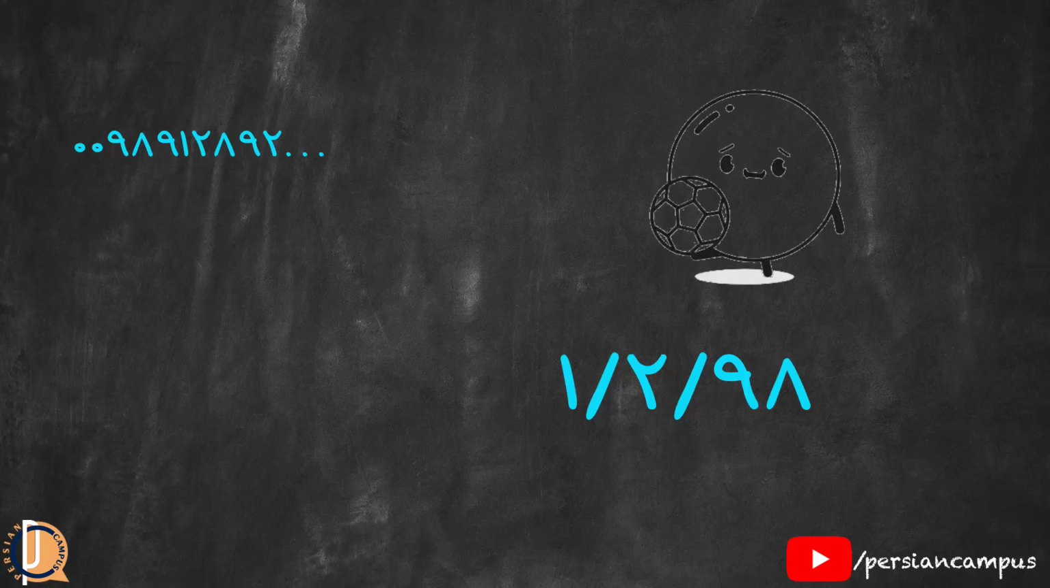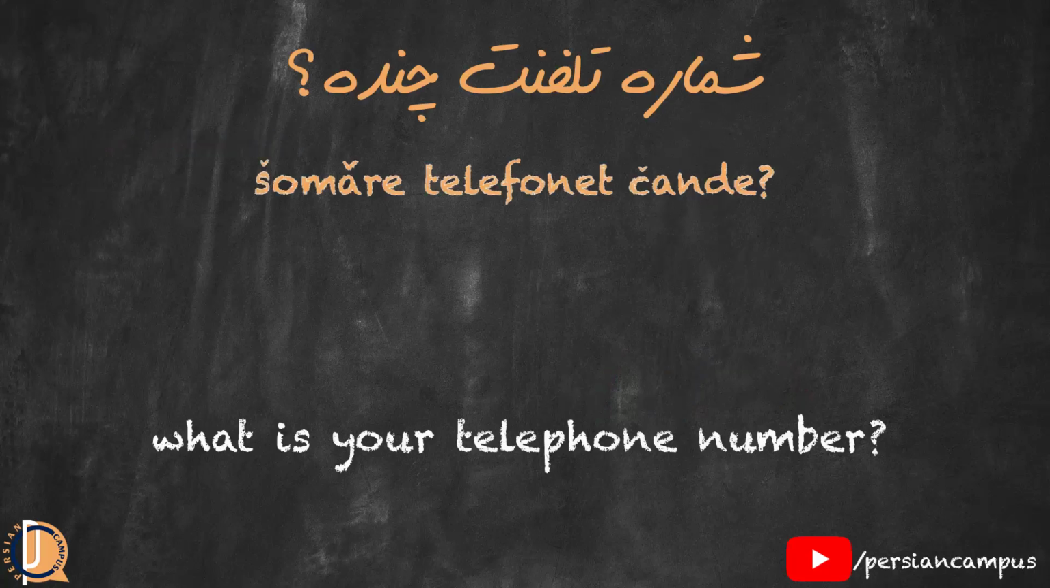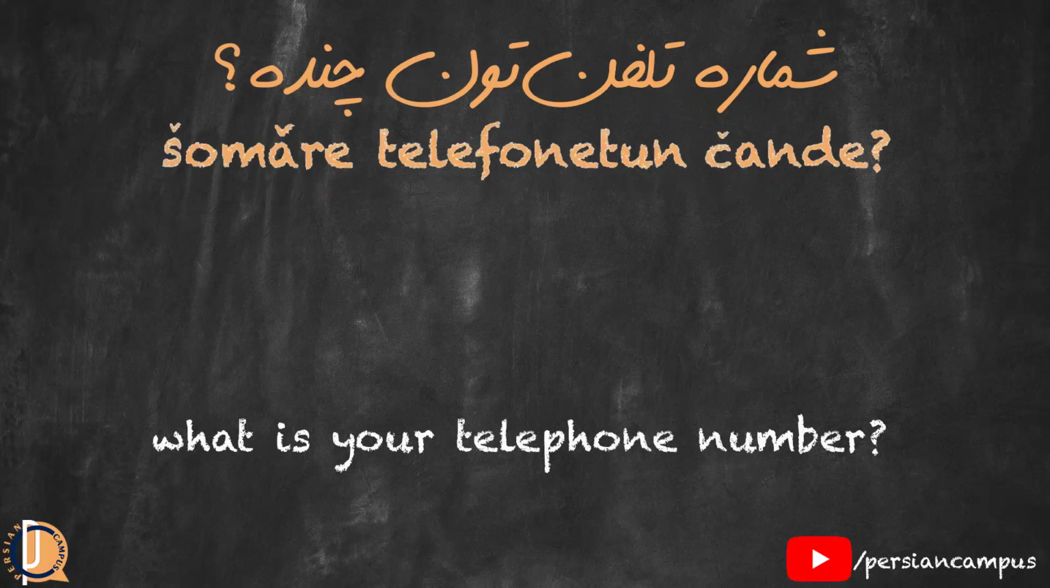Let's practice. What is your telephone number? That is the friendly form. And the formal form is: what is your telephone number?